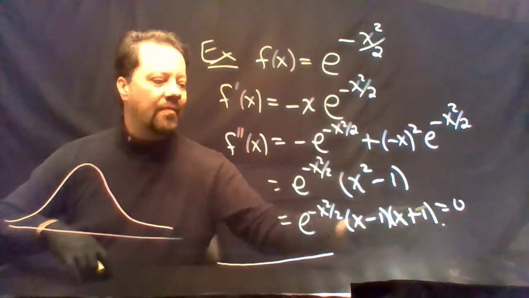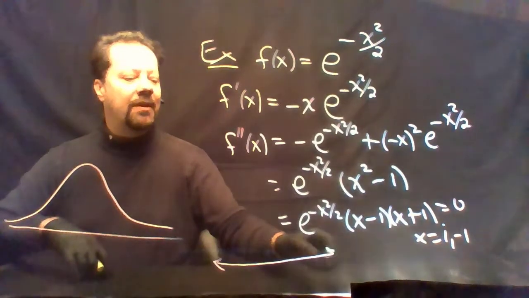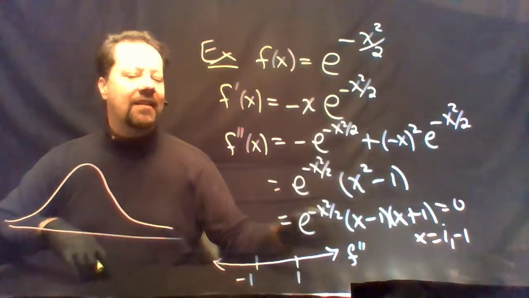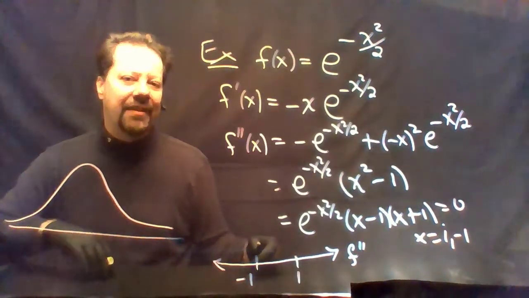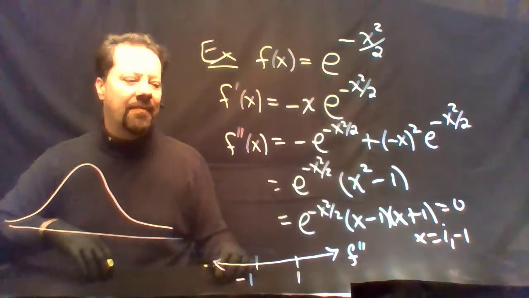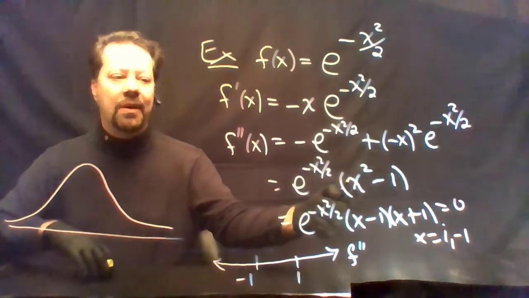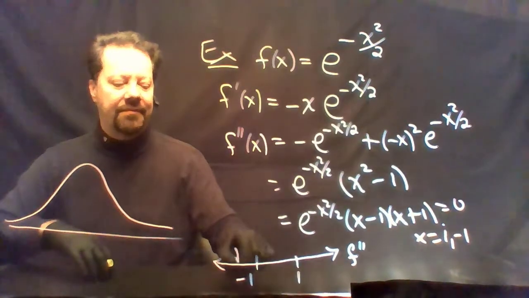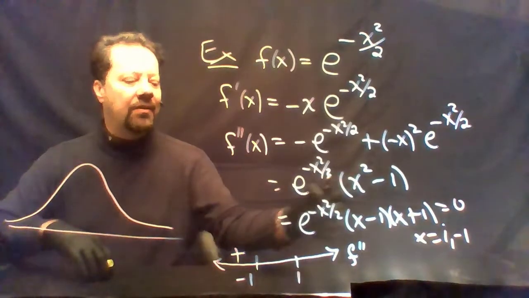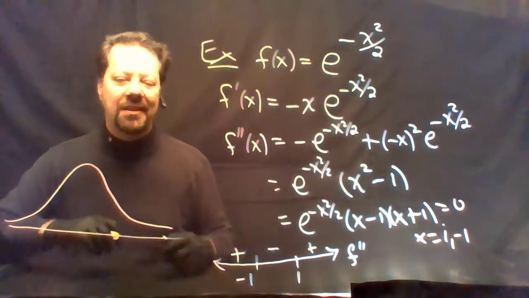This will be 0 at x equals 1 and minus 1, which we'll put on a number line. And we'll check the signs of the second order derivatives along the interval at each of the resulting 3 subintervals. If we plot, say, negative 2, squared is 4, minus 1 is positive. The exponential function in front is always positive. If we plot 0, we'll get a negative, and if we plot something like 2, we get a positive.